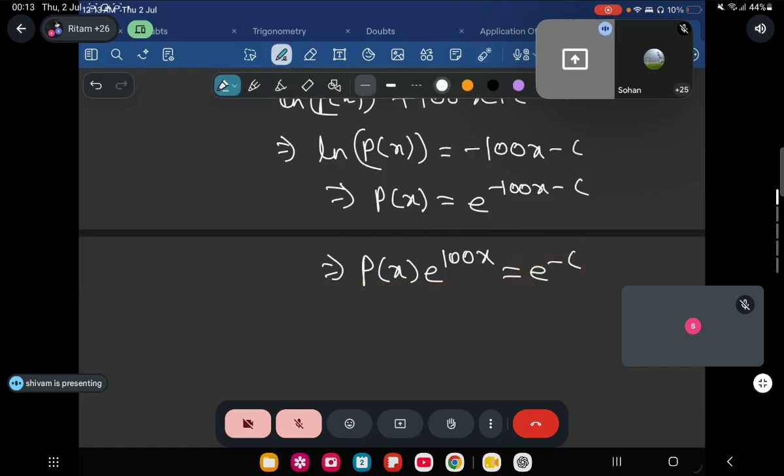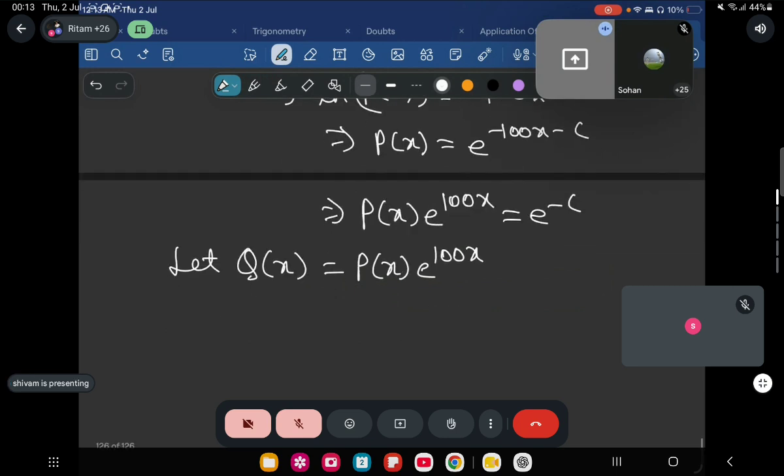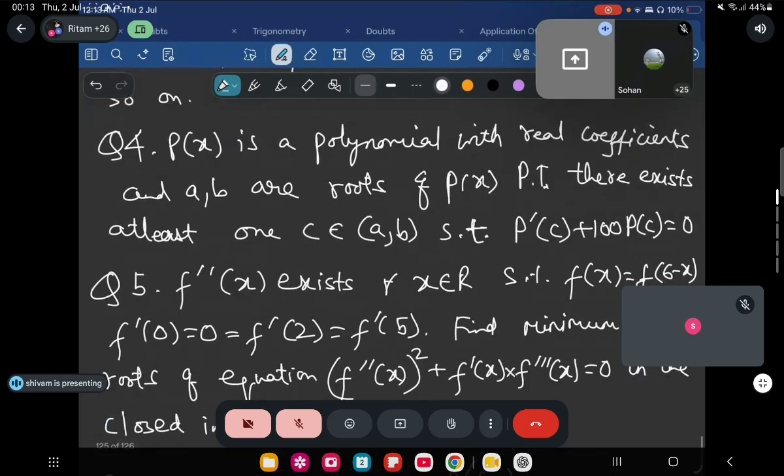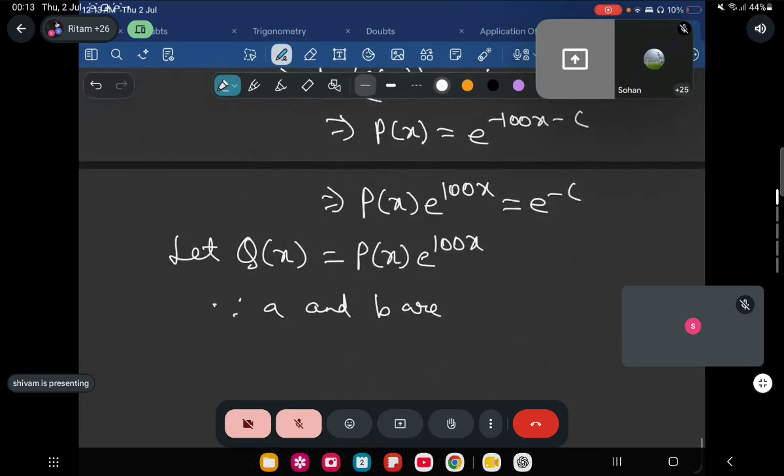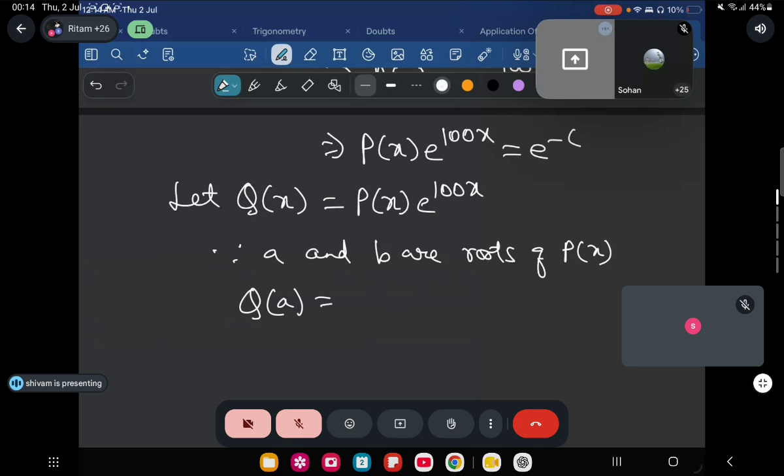Okay, so let us take q of x as p of x into e to the power 100x. This should be your function. Since a and b are the roots of p of x, as given in the question, what is q of a? q of a will be equal to 0, and q of b will also be equal to 0.